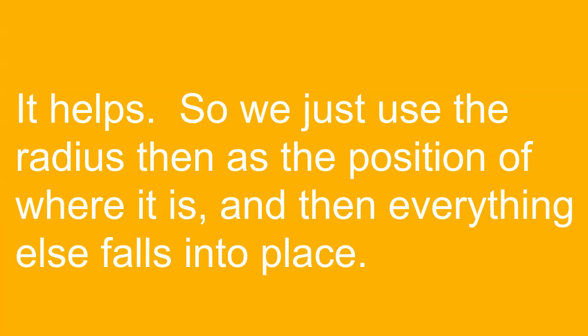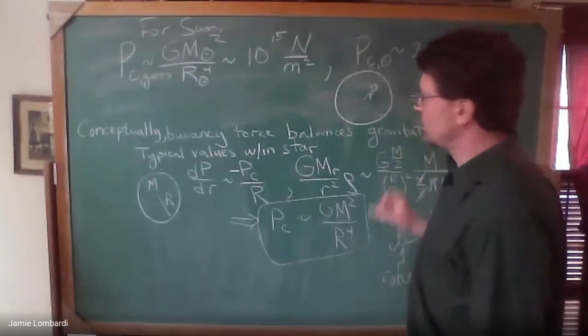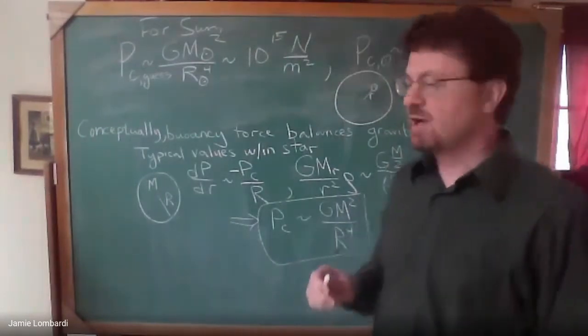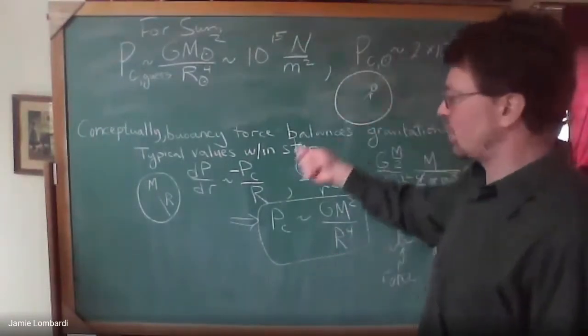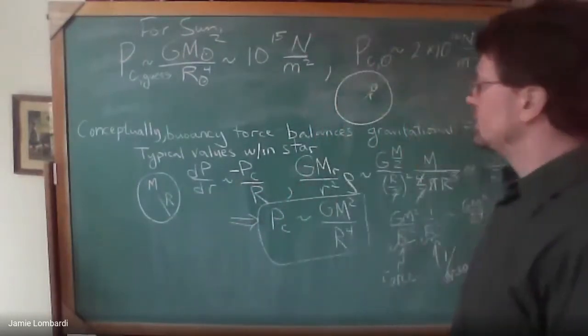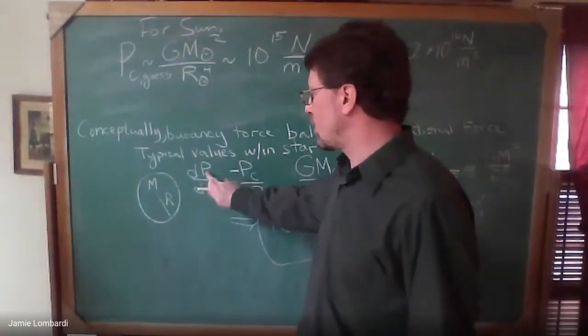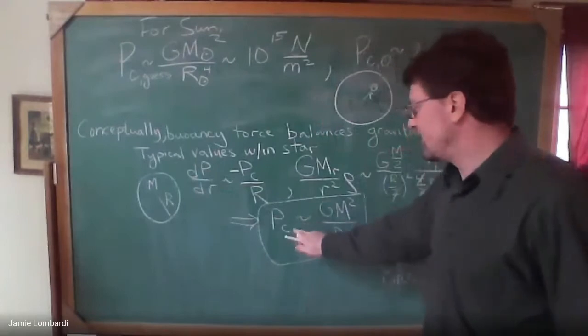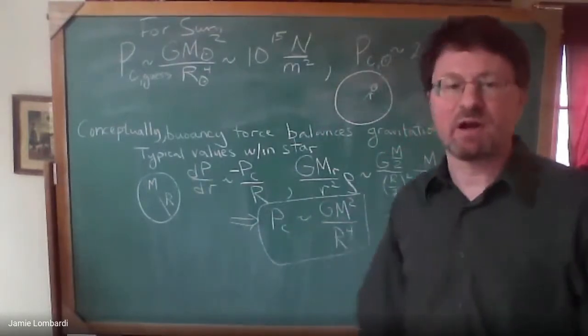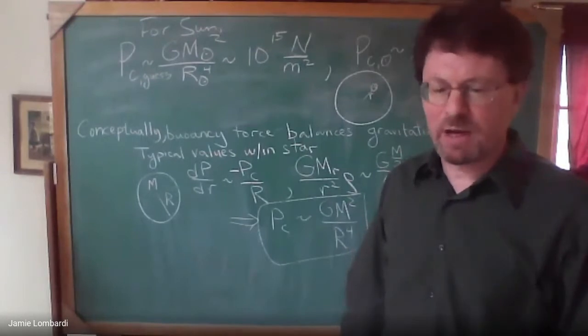It helps. So we just use the radius then as the position of where it is, and then everything else falls into place. That's right. The lowercase r is the position of the little blob of fluid that you're considering. And so inside the star, lowercase r would be between 0 and capital R. And then the idea here is that this pressure could be at any location, lowercase r. If I put a subscript C, then I'm thinking about lowercase r equal to 0.